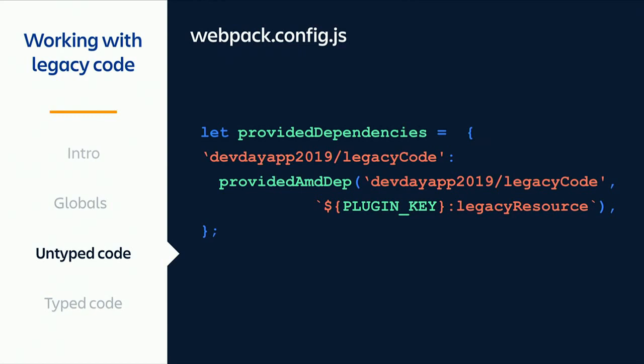Next, we're telling the WRM Webpack plugin how to get it. What this means is when I see import devdayapp 2019/legacy code, then load the web resource named legacy resources from our plugin XML, and then do an AMD require of devdayapp 2019/legacy code.